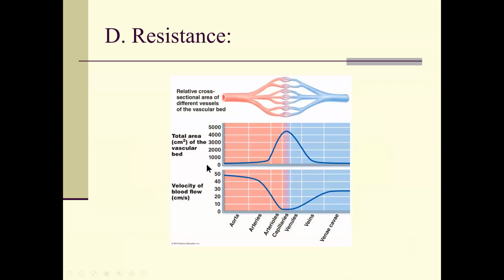And this shows the total area. Remember, I said the capillary bed has the largest amount of total surface area of the vasculature. Okay, largest amount of surface area of the vasculature, and the velocity of blood flow, which starts out, velocity is in centimeters per second. Okay, remember 2.5, so 4 centimeters is 1 inch.